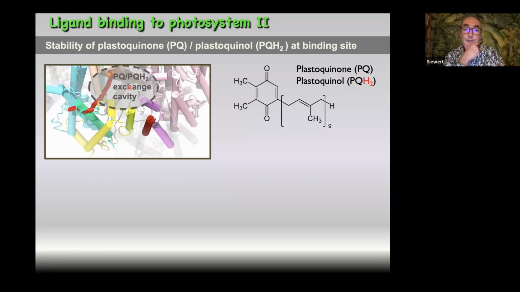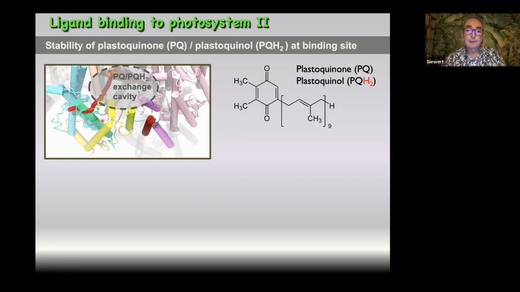So here we look at a part of the protein where there is a so-called plastoquinone-plastoquinol exchange cavity. This is the plastoquinone molecule that I was talking about that will, in this process, be reduced from plastoquinone to plastoquinol, picking up electrons and protons. And that happens particularly at this place. This was already known because the crystal structure of this whole complex has been resolved in the presence of this cofactor. So it's nicely bound here. And this is the place where the chemical reaction eventually occurs.